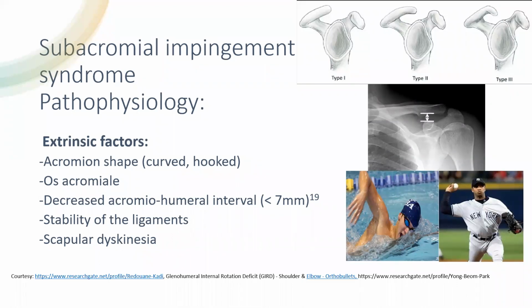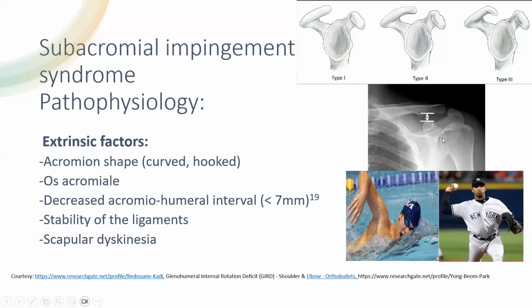Extrinsic contributory factors of subacromial impingement syndrome include a curved and hooked acromion, as noted in the upper right corner of the slide as type 2 and type 3. Incompletely ossified acromion, known as os acromiale, is also implicated. Dysfunction of the supraspinatus muscle and tendon can lead to decreased acromiohumeral interval less than 7 millimeters, with the typical range between 7 and 14 millimeters.